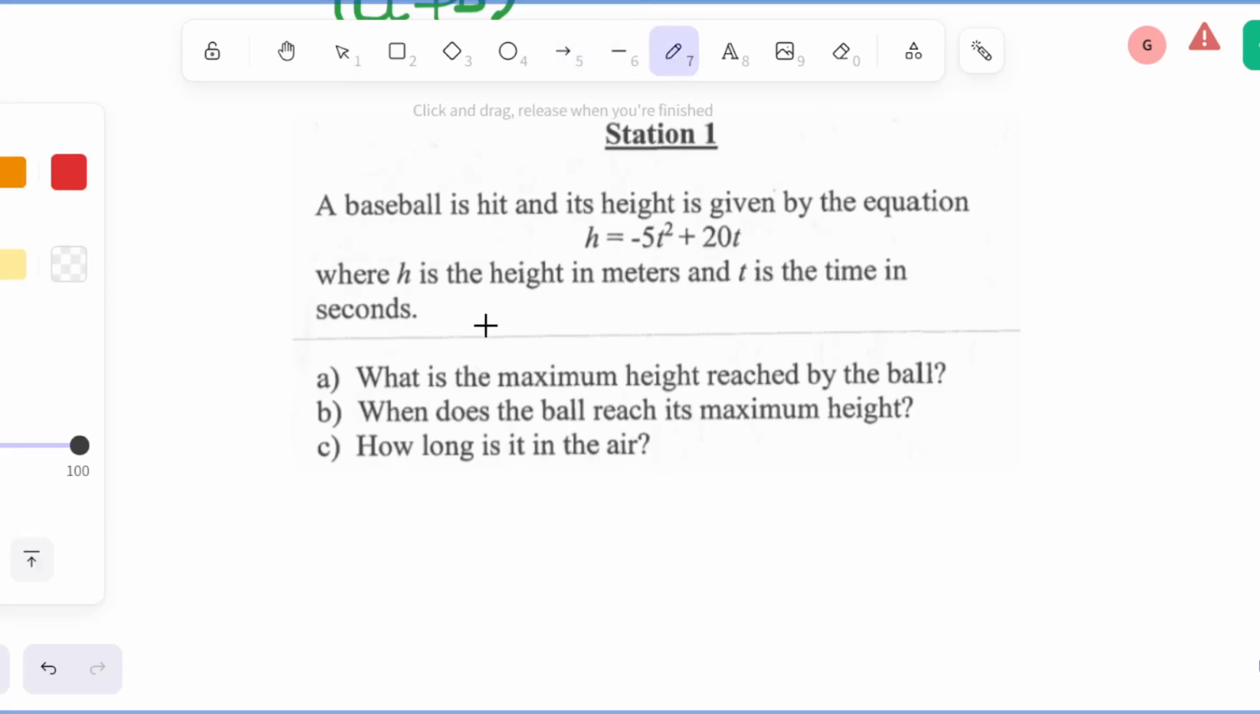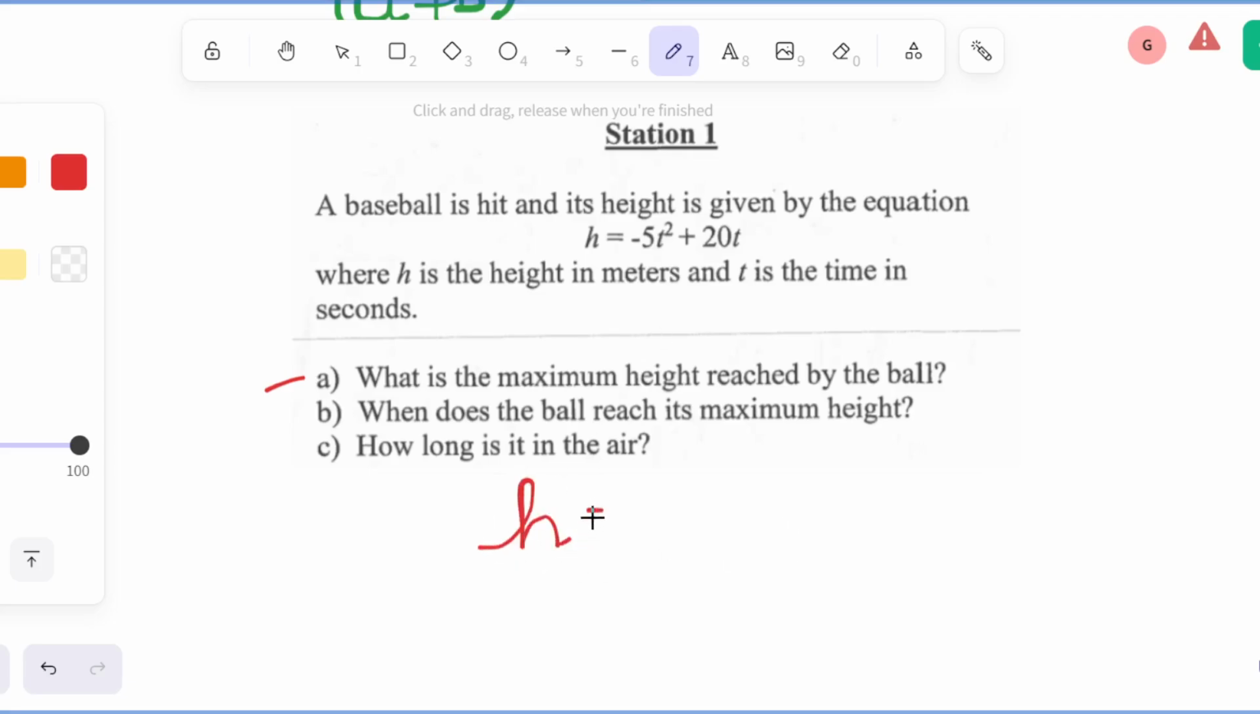So a baseball is hit and its height is given by the equation. It's a quadratic, buddy, where h is the height in meters and t is the time in seconds. So they have asked you the questions. What is the maximum height of the ball? And when does the ball reach its maximum height? And how long is it in the air? So there was a baseball, and this is the equation.